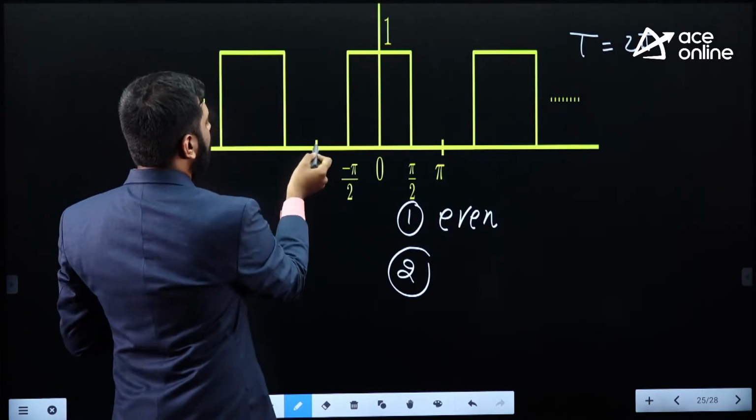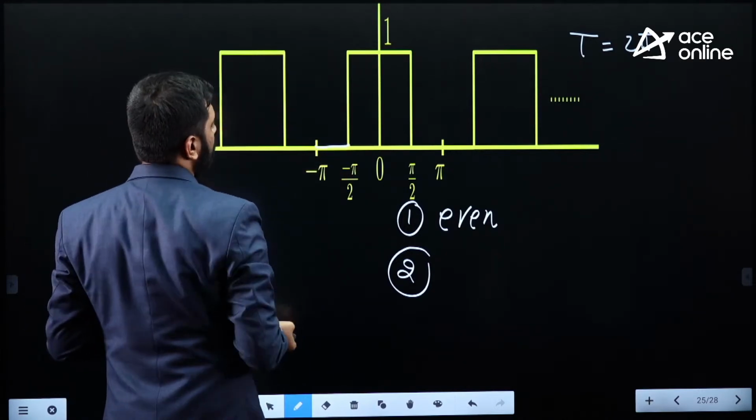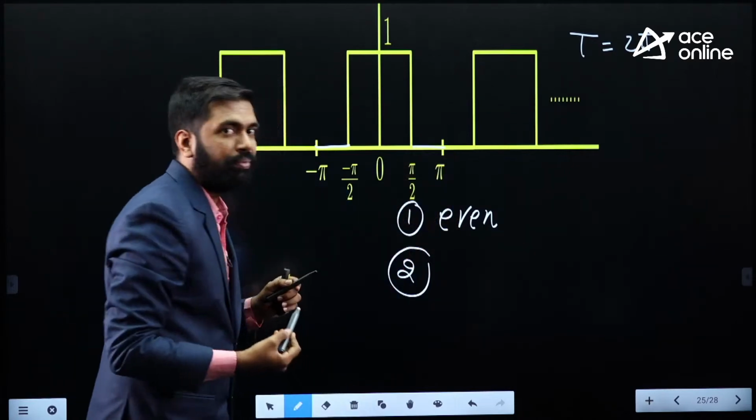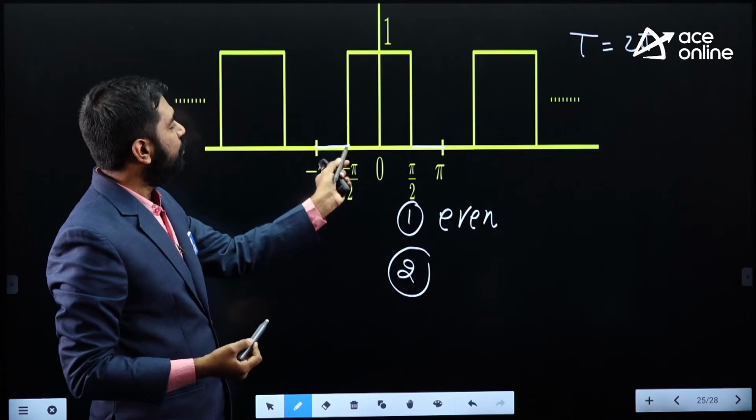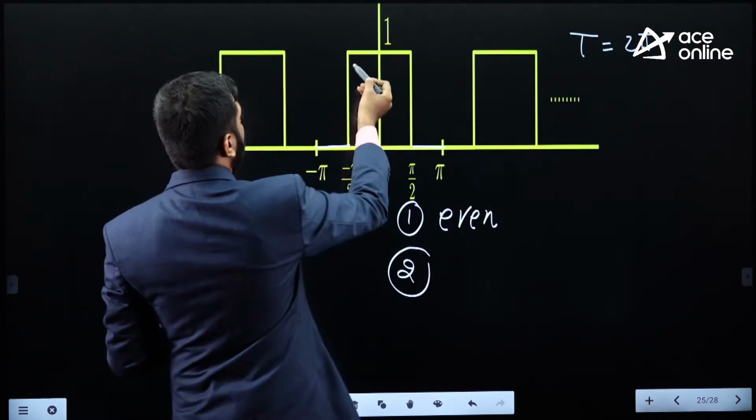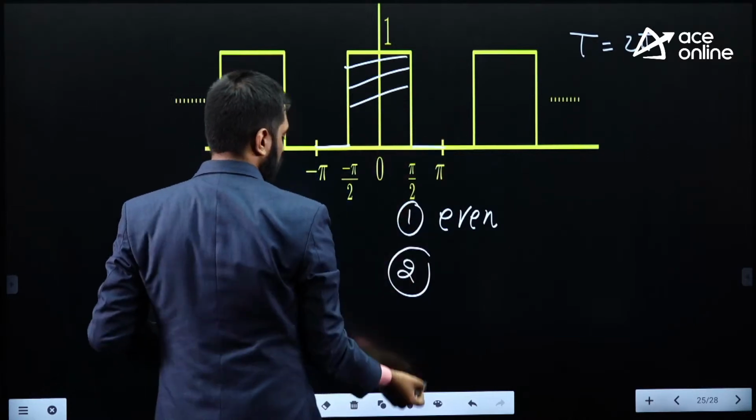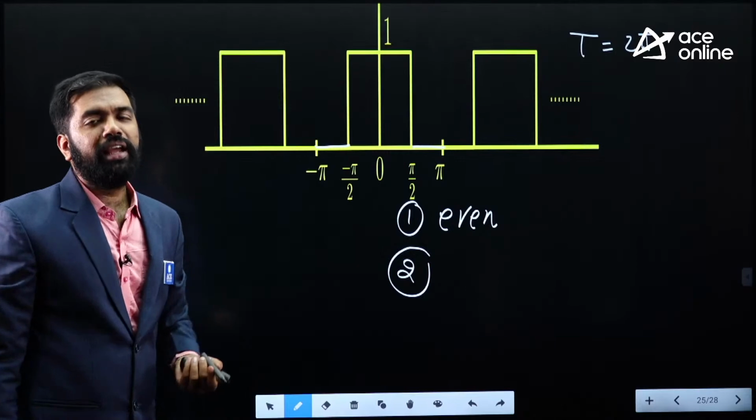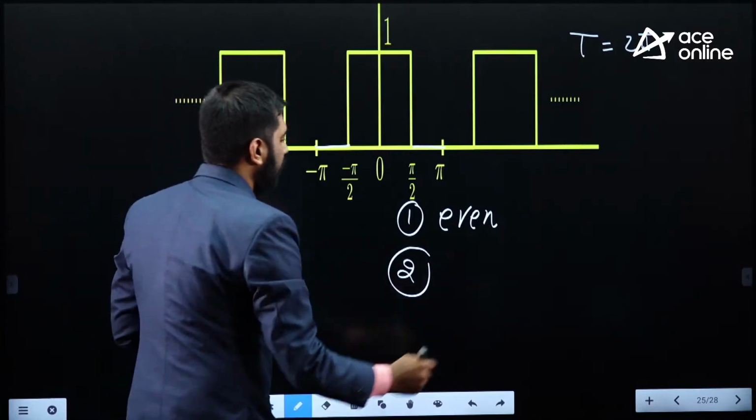Now there's no need to integrate from minus pi to minus pi by 2 because it's 0, and no need to integrate from pi by 2 to pi because it's 0 again. You just have to integrate over this duration, minus pi by 2 to pi by 2. That means it is simply taking the area under this. So what's the area under this? This looks like a rectangle.